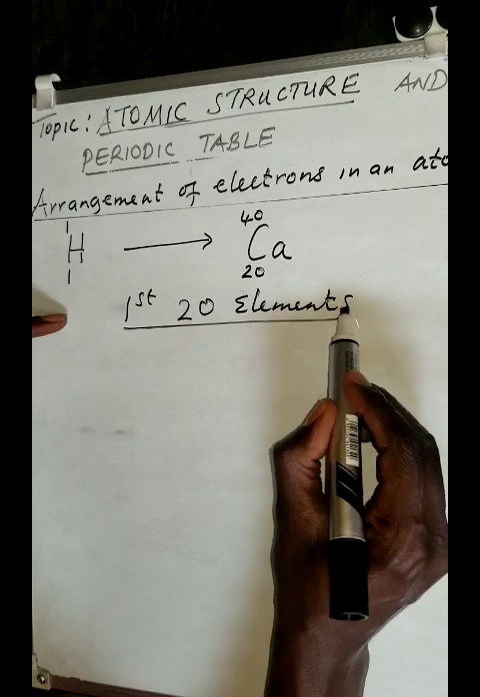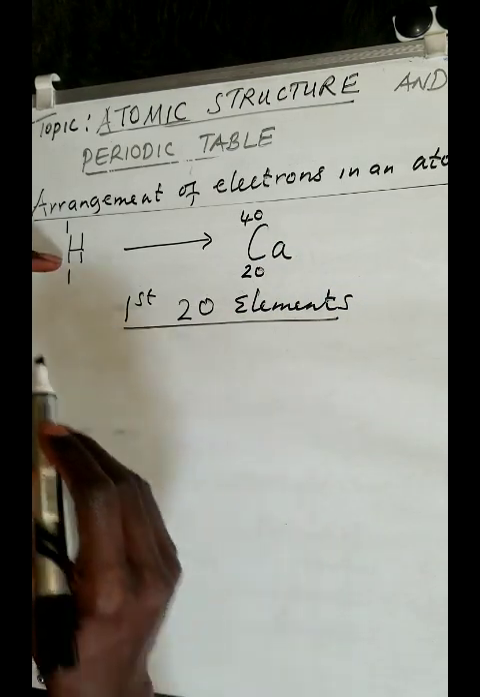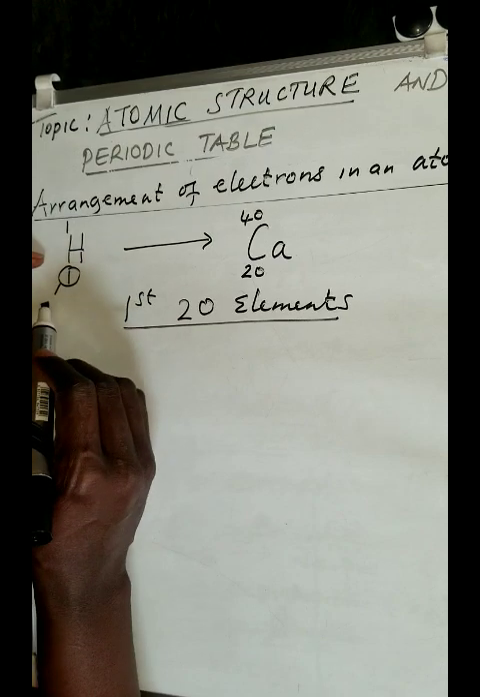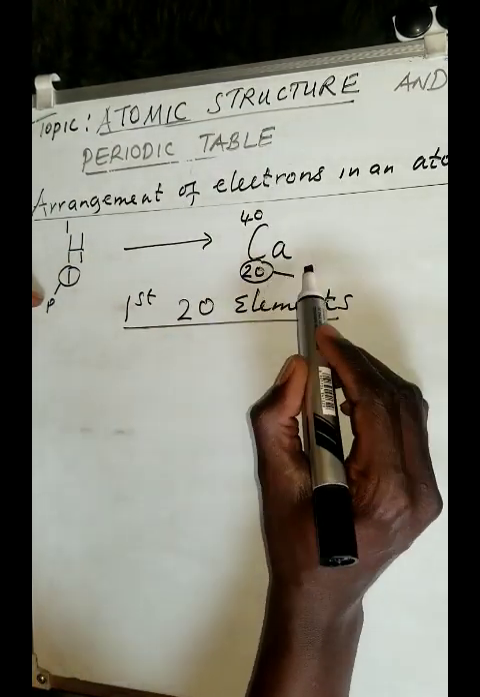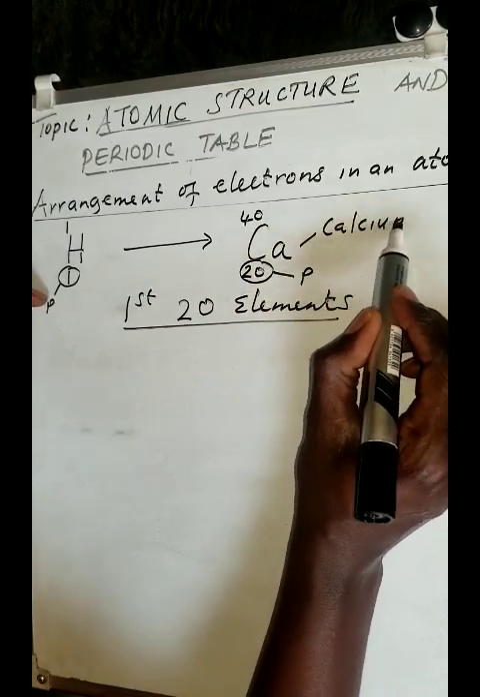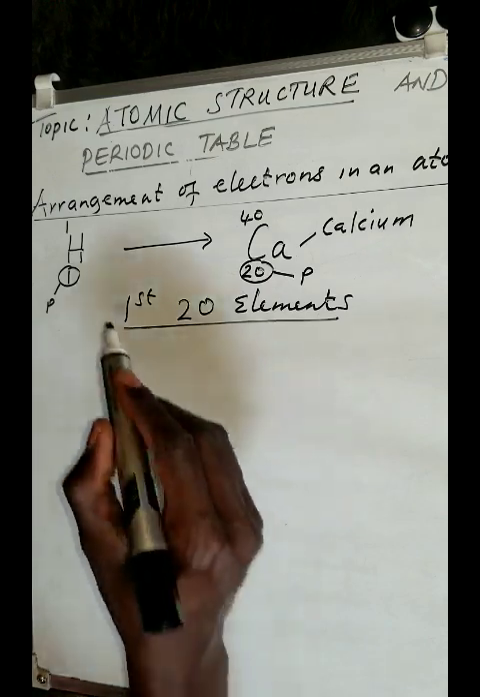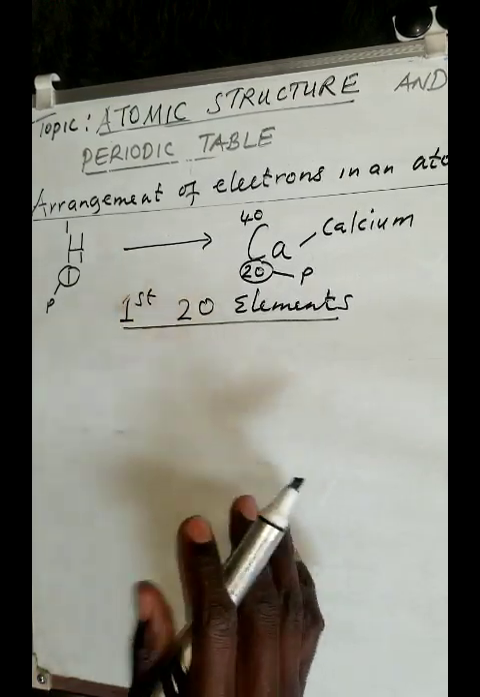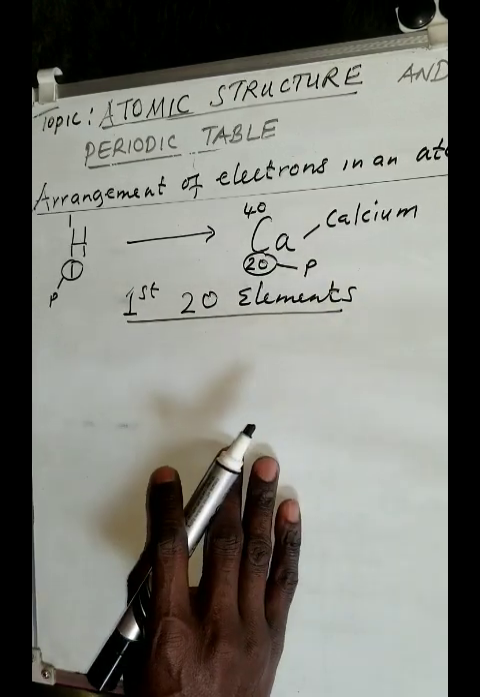So for the first 20 elements on the periodic table, from hydrogen with proton number 1 to calcium with proton number 20, that's the symbol for calcium. I believe you need to go and get to know the elements found on the periodic table. Please print out a periodic table so that it becomes your good friend that you are able to use.